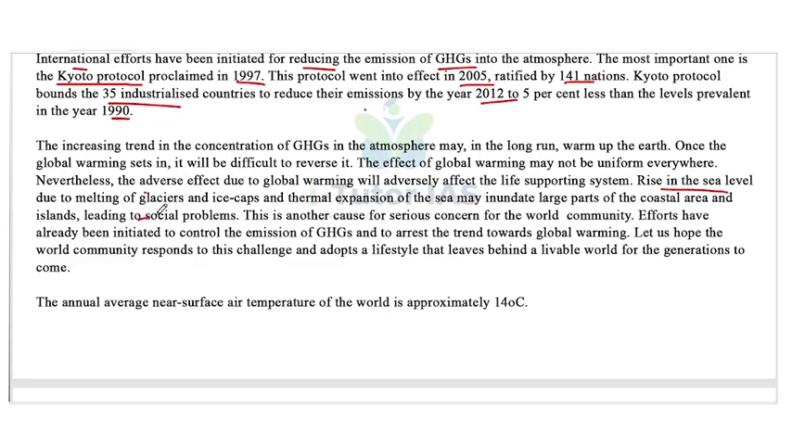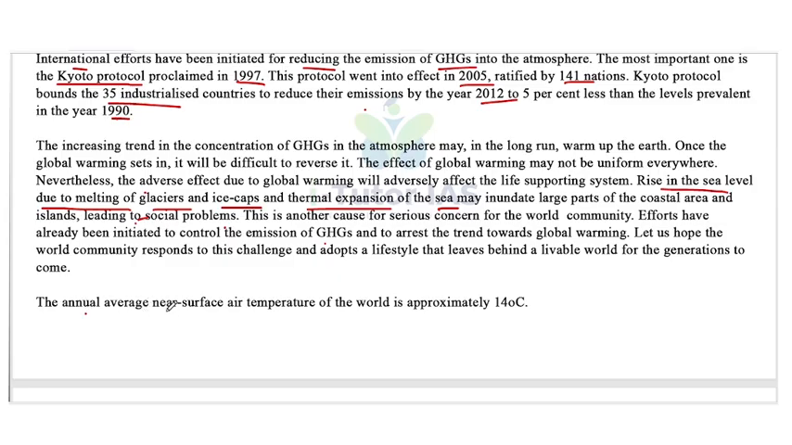Rise in the sea level due to the melting of glaciers and ice caps and the thermal expansion of the sea may inundate large parts of the coastal areas and islands, leading to social problems. This is another cause for serious concern for the world community. Efforts have already been initiated to control the emission of greenhouse gases and to arrest the trend towards global warming. And now let's hope the world community responds to this challenge and adopts a lifestyle that leaves behind a livable world for the generations to come.